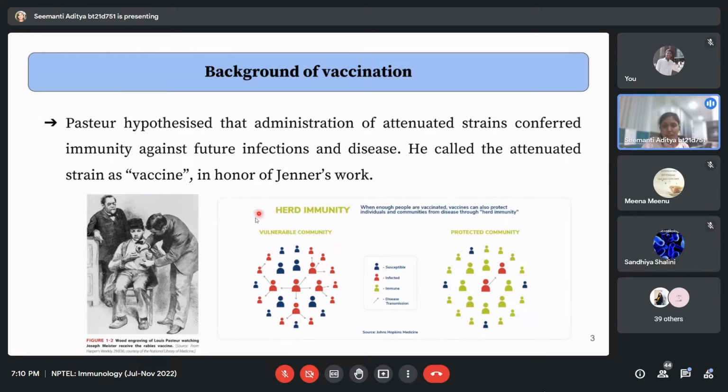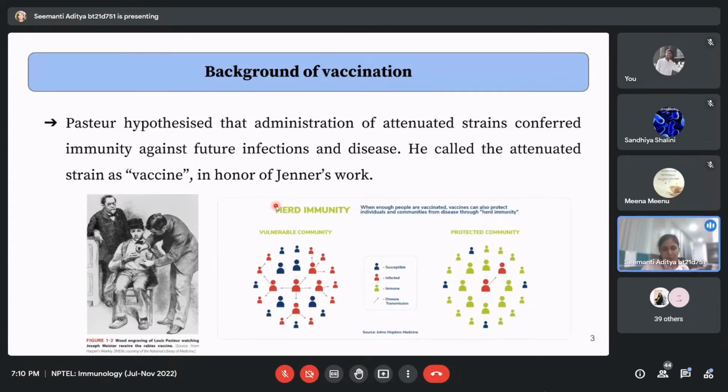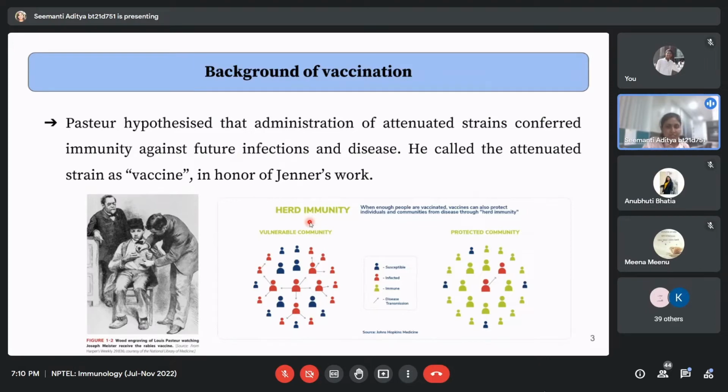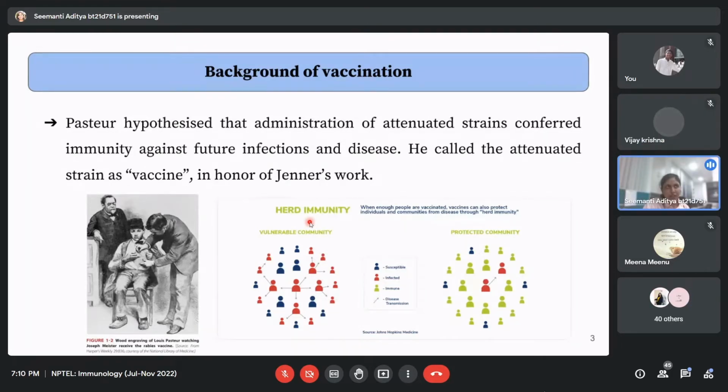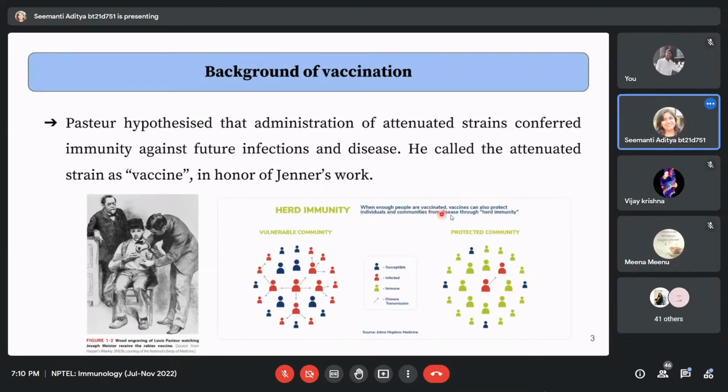So we all have heard the term herd immunity. So what is herd immunity? Now, when we are administering any kind of vaccine to a large population, it is not possible to vaccinate almost all of the population in a very quick period of time. But herd immunity works on the concept that if enough people are vaccinated, it can also protect the individuals and communities who are susceptible to the disease.